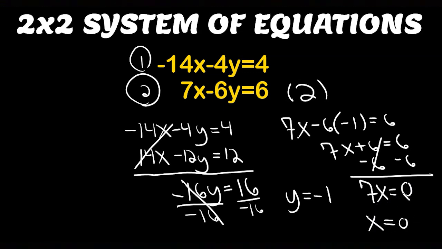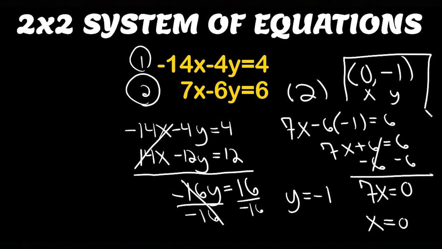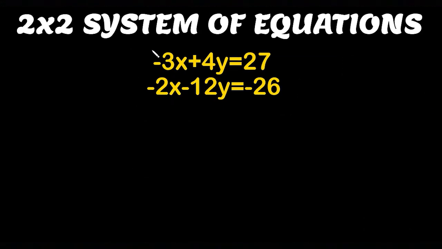So the point here, or the solution, is going to be (0, -1). Remember, this is x and this is y. There is my solution, okay? So let's try a couple more problems here. Okay, so here's my next problem.